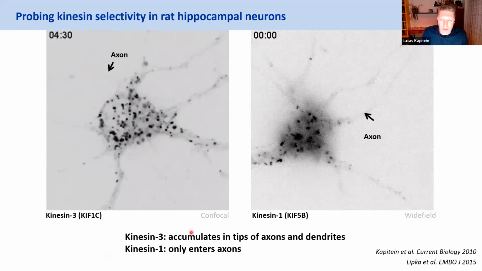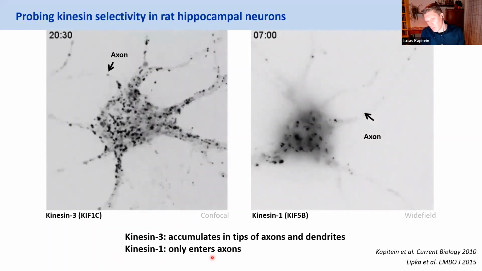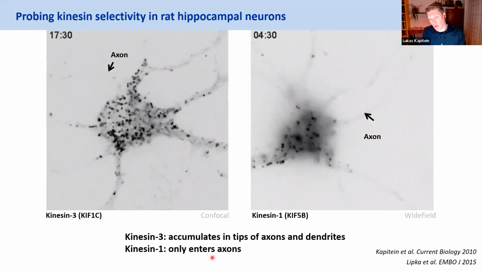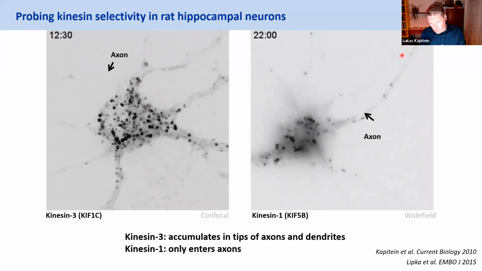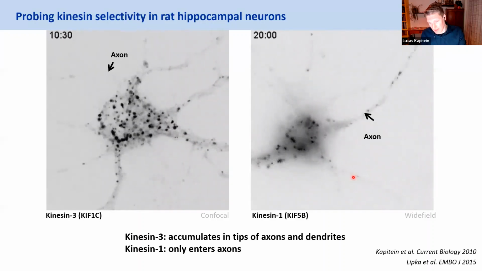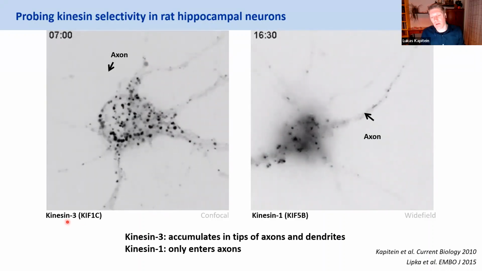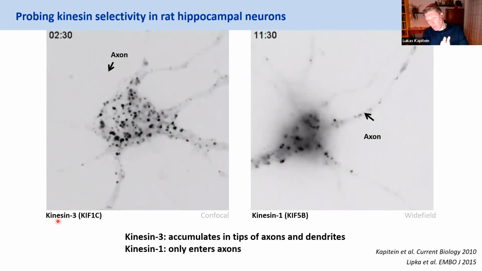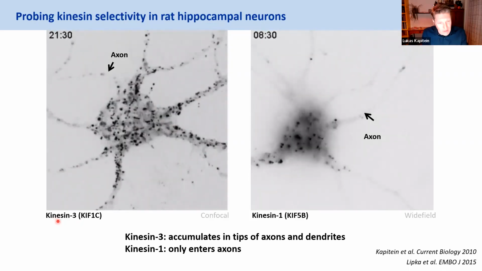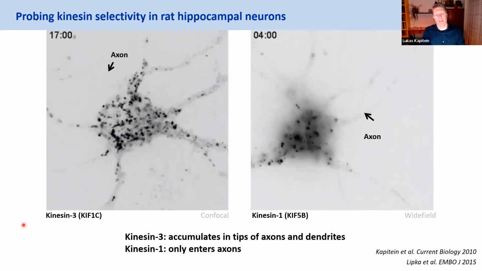Now, a different behavior we saw is the behavior from kinesin 1. And here you see that this is also a plus-directed motor. It also drives anterograde transport into the axon, but it is completely not entering into the dendrites. So here we have two quite similar motors, both directed towards the plus end of microtubules, that have completely different behaviors within the dendrites. And this has been a long-standing goal of the lab, to understand how this is possible.